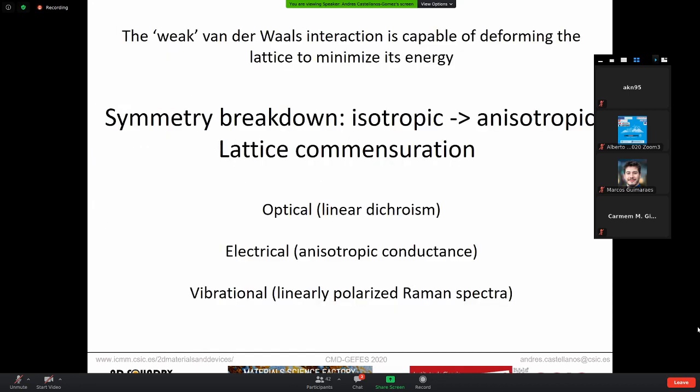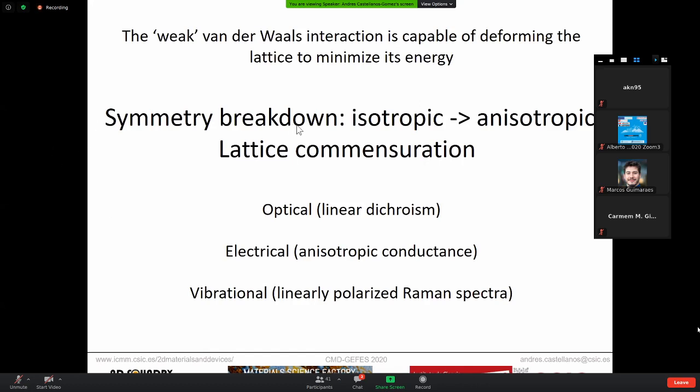Okay, so I come almost to the end of the talk, and I want to wrap up by saying that the so-called weak van der Waals interactions between the layers are believed to be really weak and are typically neglected most of the time, but they are strong enough to deform the lattice in order to minimize the total energy of the system. And that leads to what we call the symmetry breakdown.